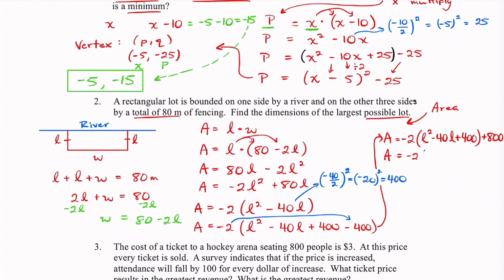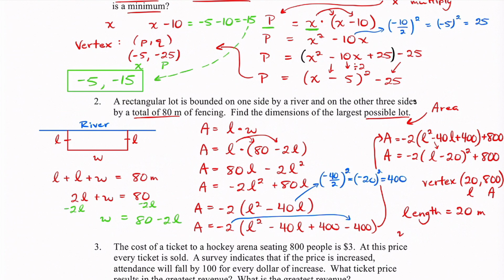So I got negative 2, it's going to give me L, take down the negative, take down the 40 and divide by 2, so that's going to give me 20, and that's squared plus 800. Okay, so now we got it in vertex form, so our vertex is at 20 and 800. Okay, so the 800 is the area, and the 20 is the L. So I know the length is equal to 20 meters.